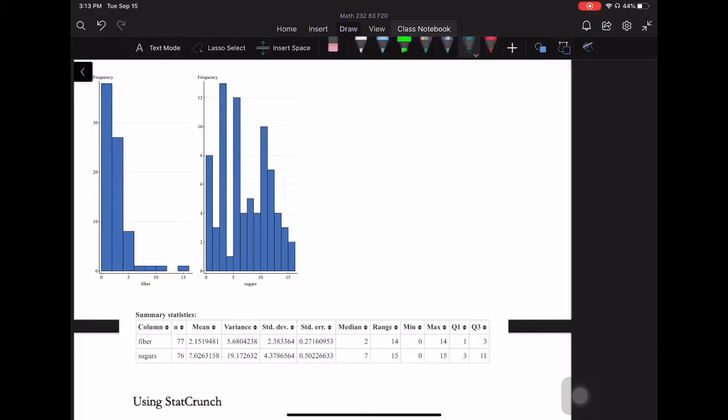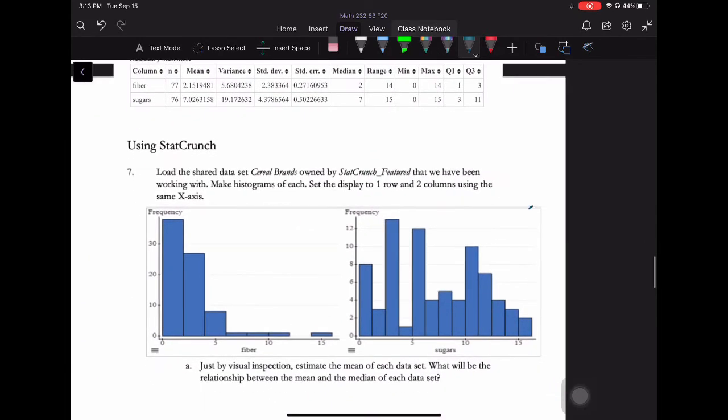Okay, our graph is here on the top. Notice that our graph is a little bit taller than the graphs that you see here. It's the same graph, it's just that it's stretched, and that's fine. And here I've calculated summary statistics for the questions that were being asked. So by visual inspection, we want to estimate the mean of each data set.